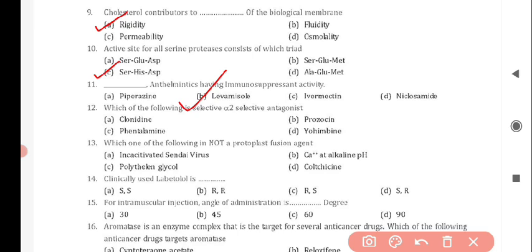Next question is which of the following is selective alpha 2 antagonist? And the correct answer is option D, yohimbine. Next question is which one of the following is not a protoplast fusion agent? And the correct answer is option D, colchicine. Next question is clinically used labetalol is, and the correct answer is option B, RR. Next question is for intramuscular injection angle of administration is, and the correct answer is option D, 90 degree.